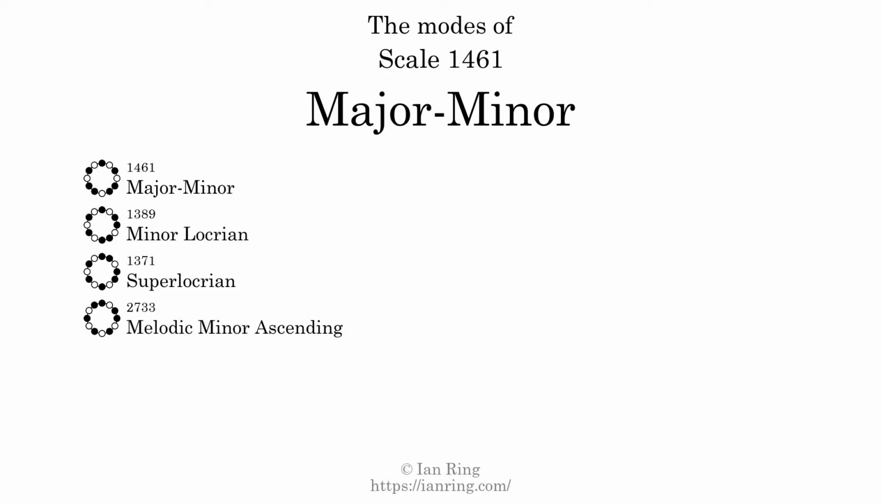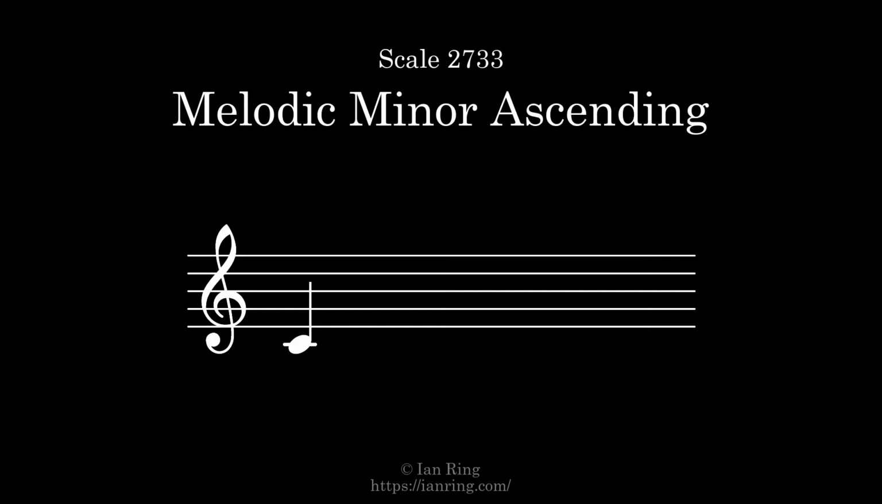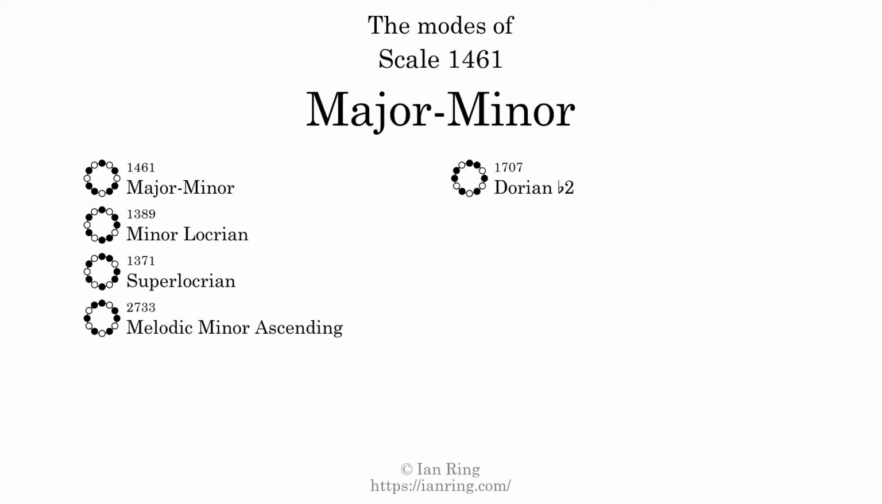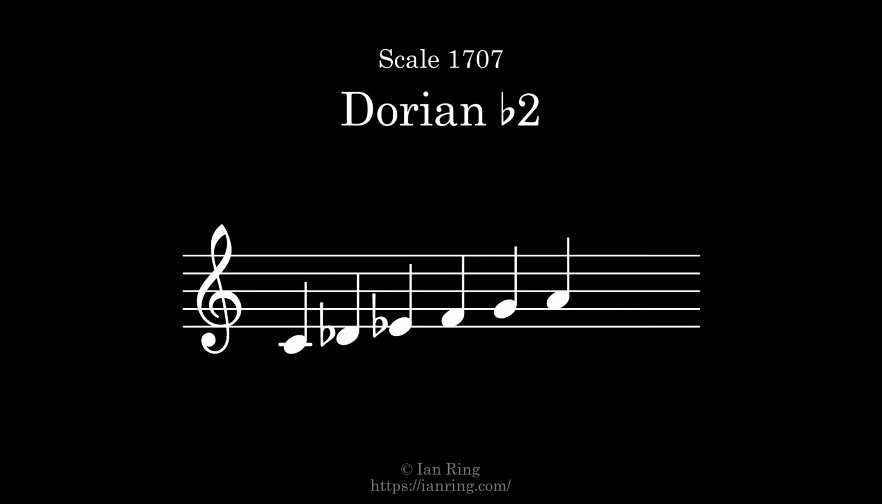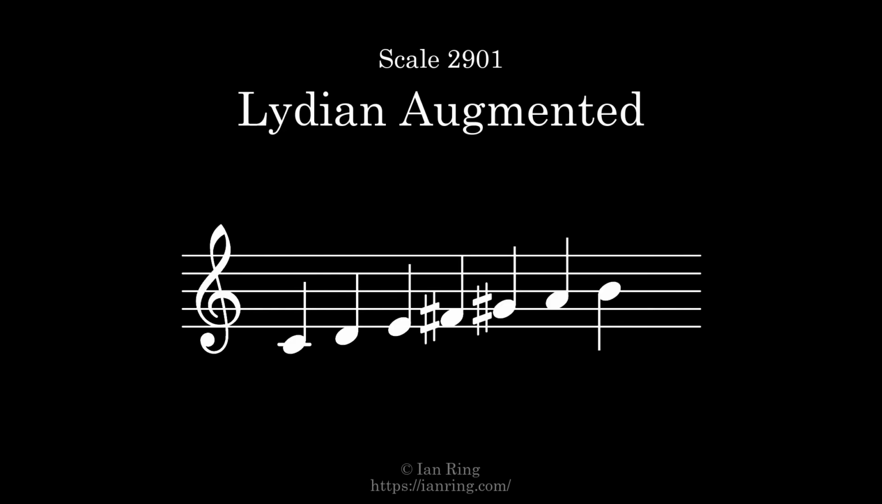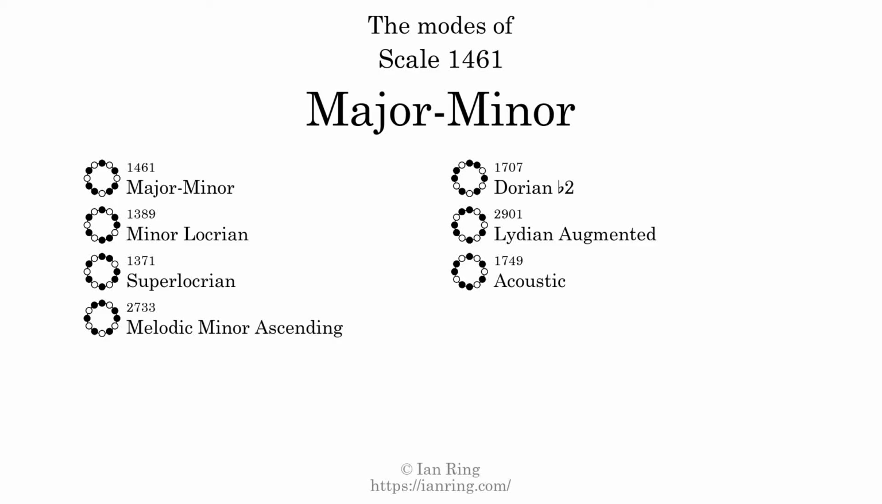The fourth mode is scale 2733, also known as melodic minor ascending. It sounds like this. The fifth mode is scale 1707, also known as Dorian flat 2. It sounds like this. The sixth mode is scale 2901, also known as Lydian augmented. It sounds like this. The seventh and last mode is scale 1749, also known as acoustic. It sounds like this.